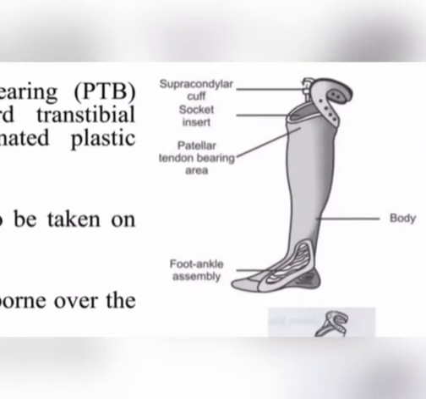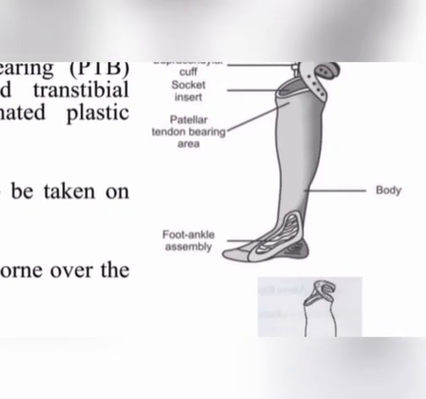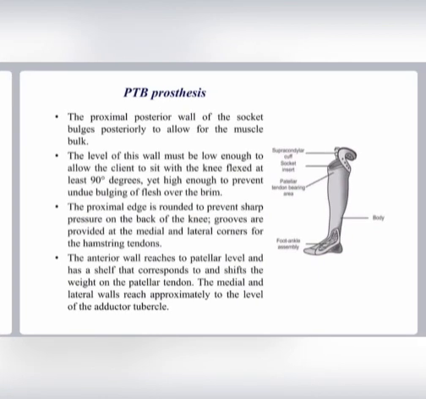Supracondylar cuff, socket insert, patellar tendon bearing area, foot ankle assembly. PTB prosthesis. The proximal posterior wall of the socket bulges posteriorly to allow for the muscle bulk. The level of this wall must be low enough to allow the client to sit with the knee flexed at least 90 degrees, yet high enough to prevent undue bulging of flesh over the brim.